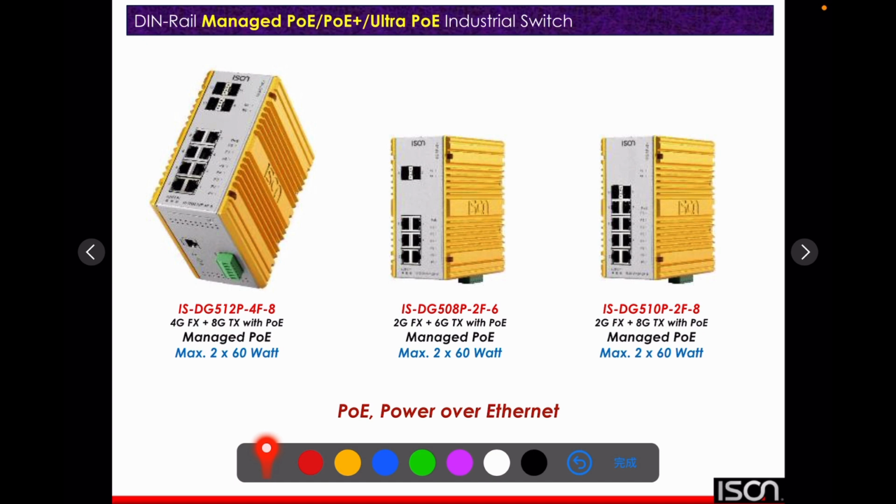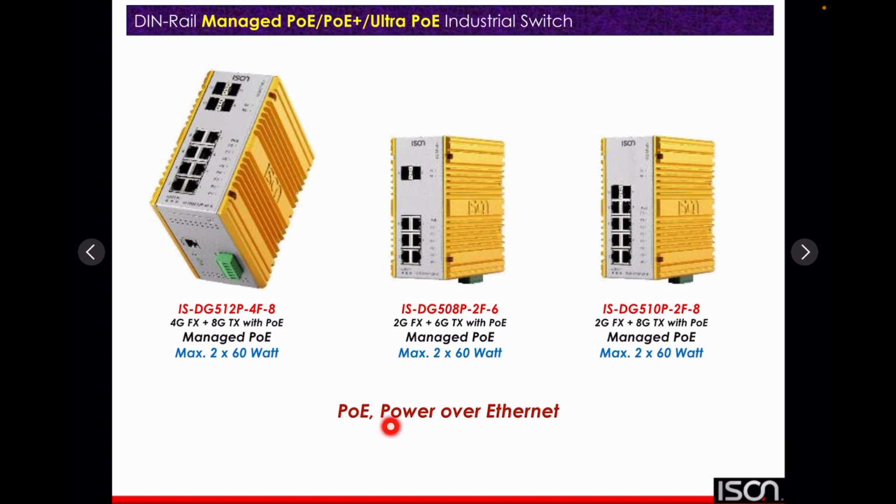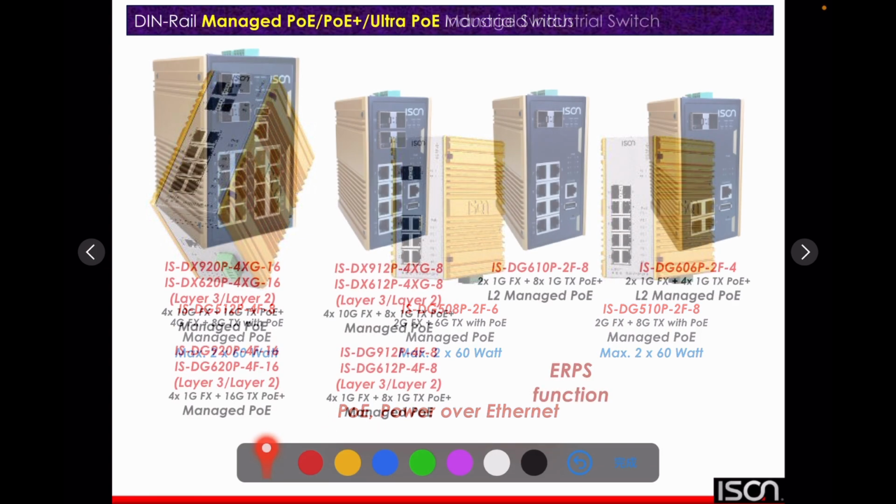DIN Rail Managed PoE and PoE Plus and Ultra PoE Industrial Switch. IS-DG500P series provides 6 to 8 ports PoE power output and has maximum 2 ports 60 watts PoE output. Where PoE means power over Ethernet, you can transfer the DC power through the Ethernet cable.